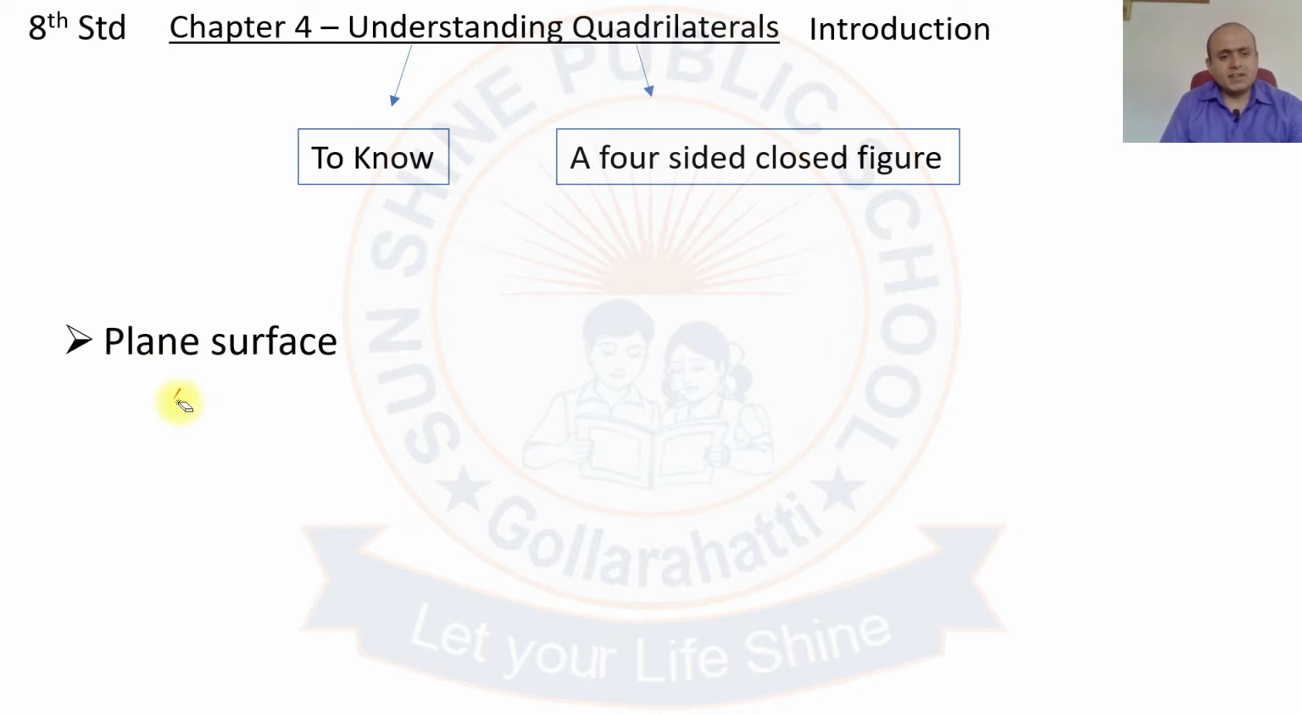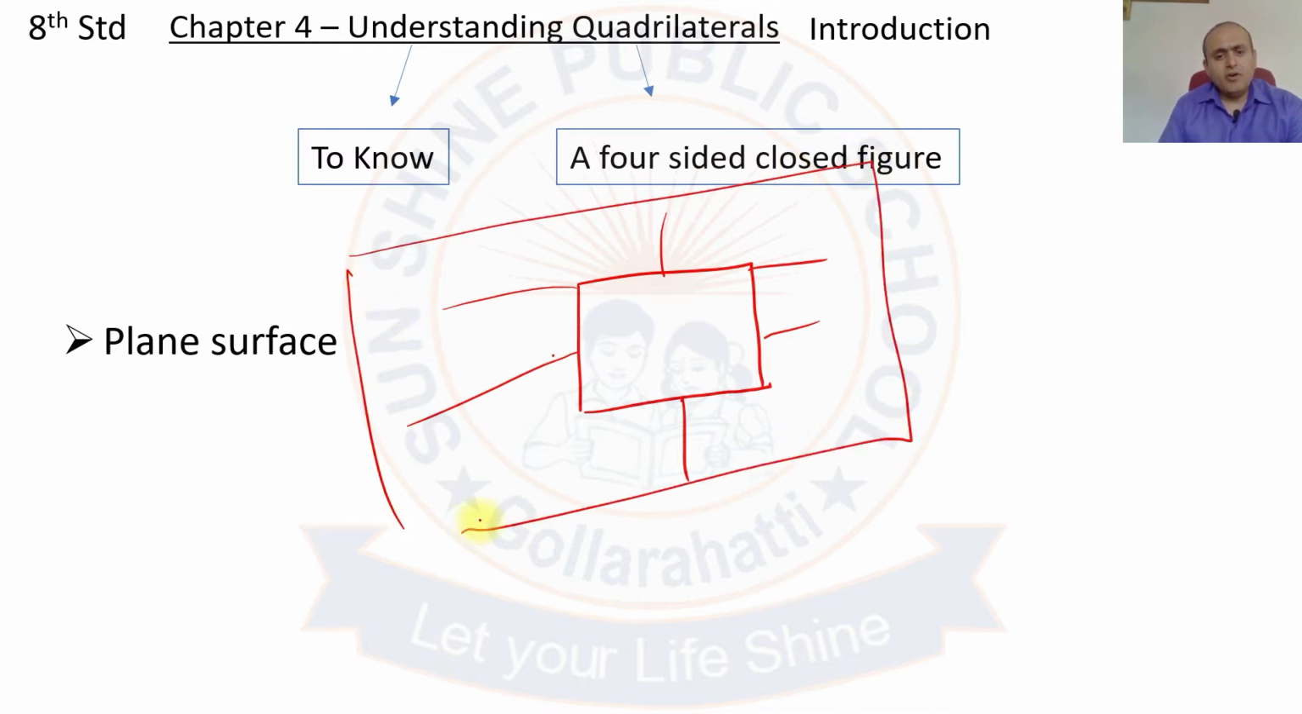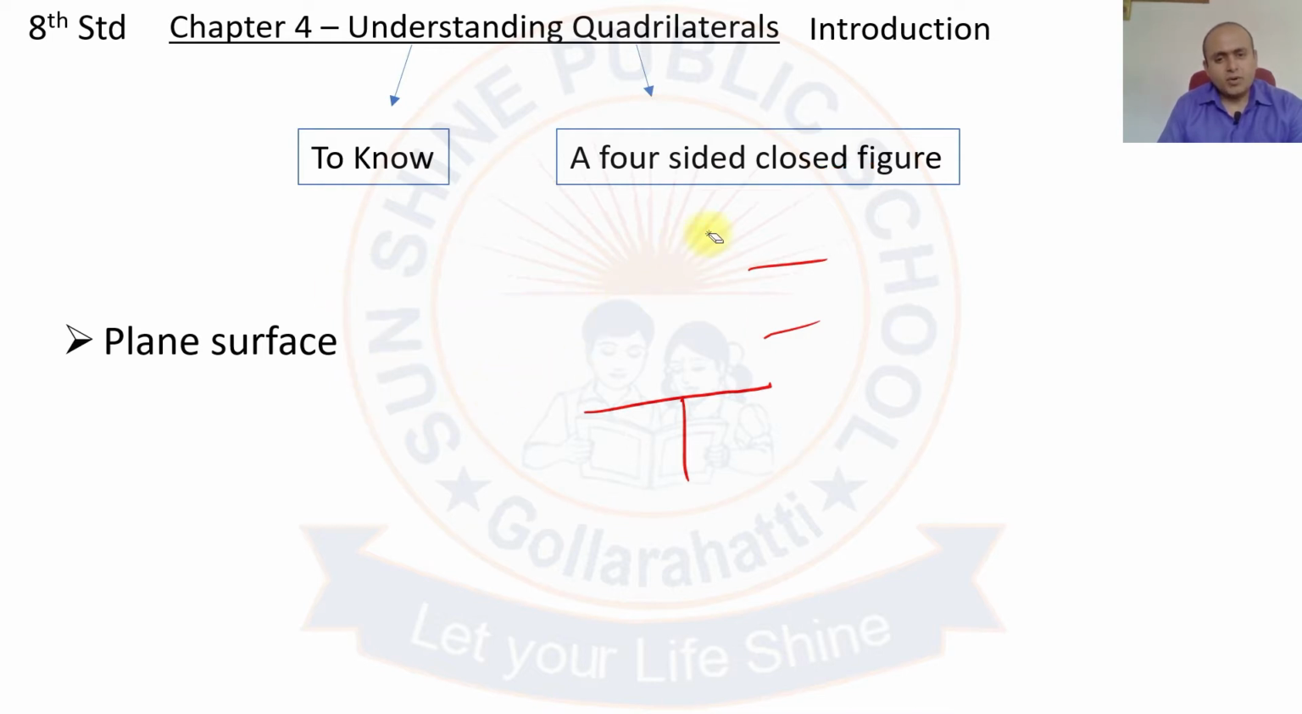Next point is plane surface. A two-dimensional figure is called a plane surface, and a plane surface can be extended. I'll draw a four-sided plane. This can be extended on four sides unlimitedly, and this is called a plane surface. You can see the blackboard, it's just a part of a plane surface, so we cannot see the whole plane at once. We can see just a part of a plane. So the blackboard is just a part of a plane.